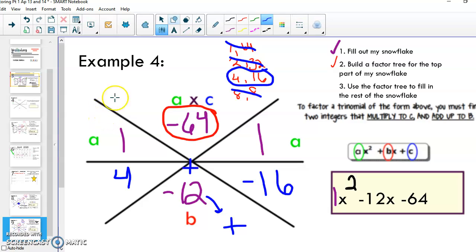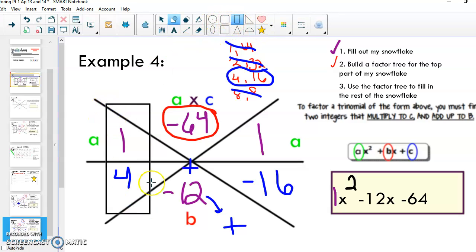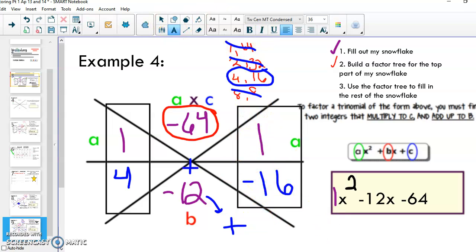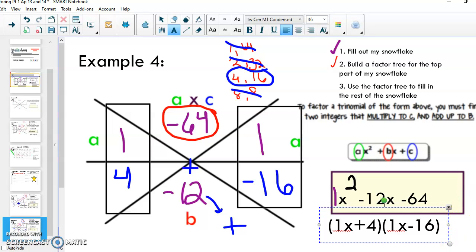I now have my solutions, I remind myself, inside of my snowflake here, with my x being on the top and my number being on the bottom. So I can go ahead and fill out my solution in my parentheses, which is 1x plus 4 and 1x minus, not forgetting that subtraction sign, 16.